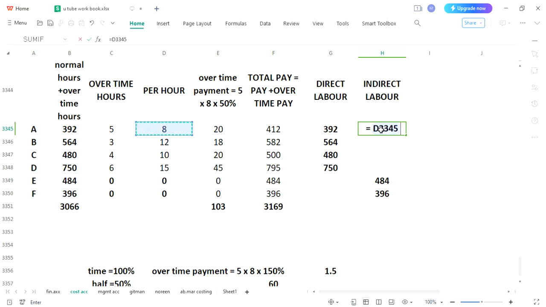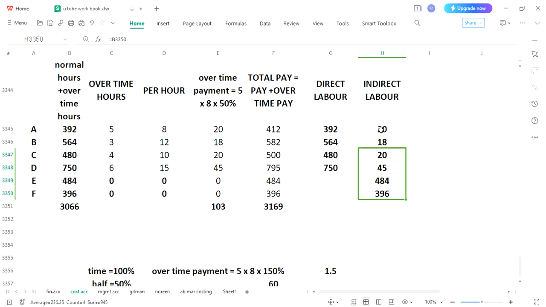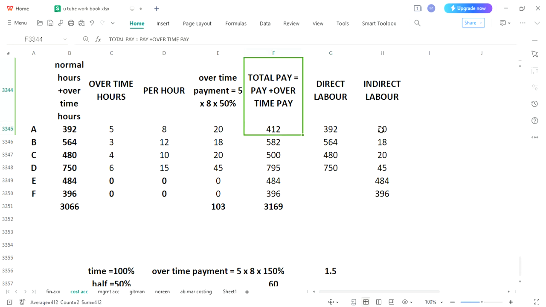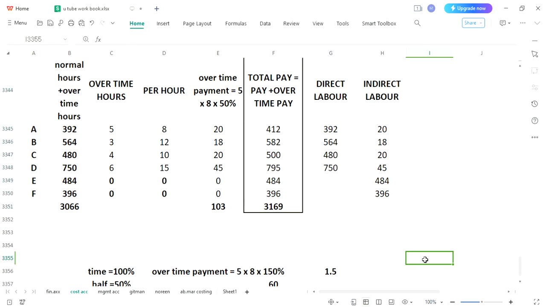First overtime 20, then we have overtime 18, and third overtime is 20, fourth overtime 45. So please look and understand well. This is the way you can segregate direct labor and indirect labor. The important part of this question was to calculate total payment, and we are pointing it out, marking it separate. Okay, how have you segregated your direct labor and indirect labor?